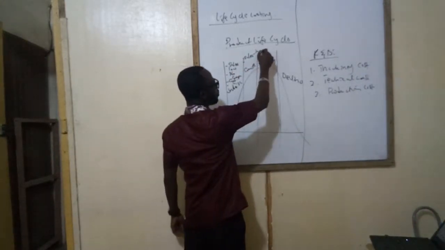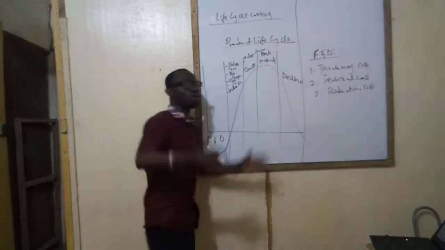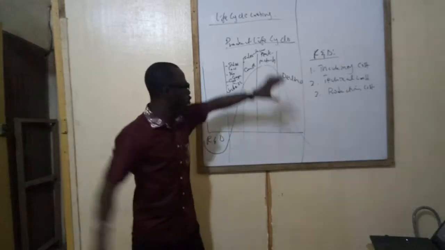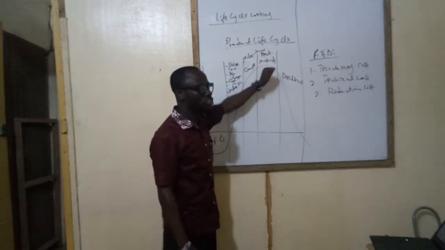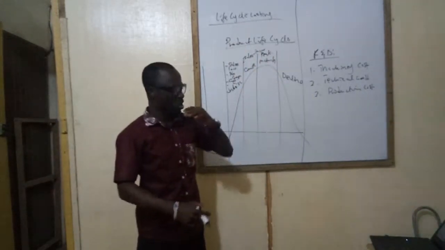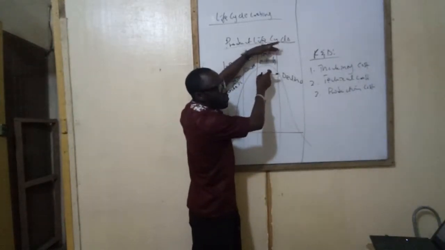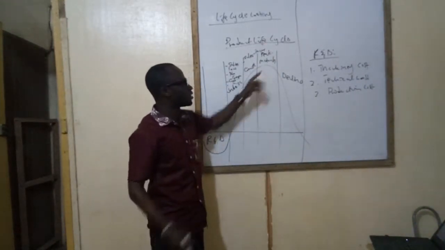Then maturity is where the product gets to the peak. This is where we are known in the market. We are almost everywhere in the market. So that is the maturity stage. At this stage, sales are more, and usually cost is substantially less, so the company is making more profit here. But this is what happens.